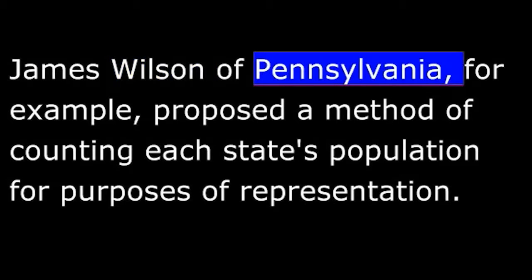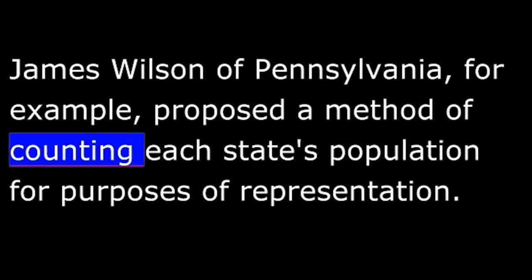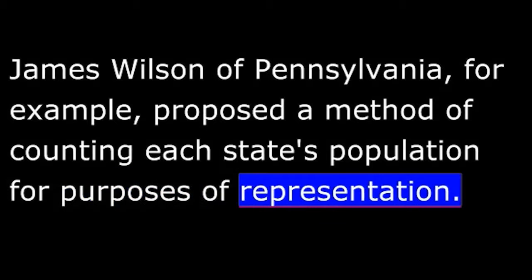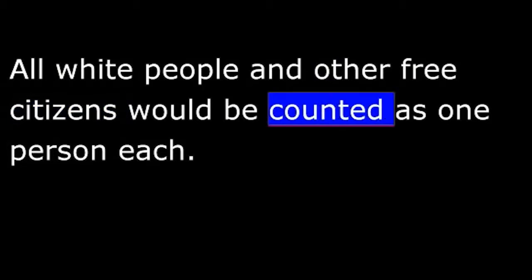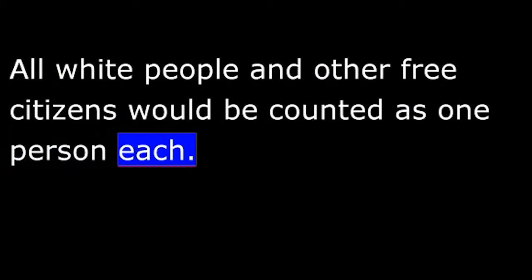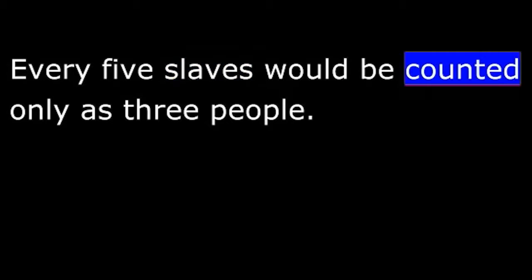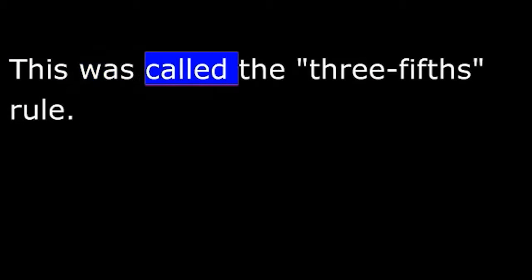James Wilson of Pennsylvania, for example, proposed a method of counting each state's population for purposes of representation. All white people and other free citizens would be counted as one person each. Every 5 slaves would be counted only as 3 people. This was called the 3/5 rule. The delegates accepted it.